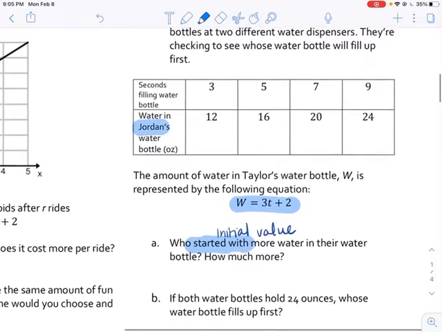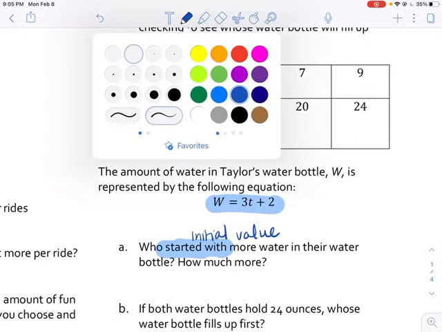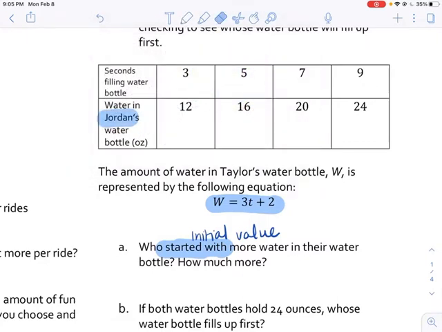All right. So now we need to find the initial value of both. Well, Taylor's is really easy, so I'm going to start with that one. Its initial value is just the +2. Remember that this is y equals mx plus b. If you notice that it looks basically the same except the letters are different, you can still treat it the same way. So if you want to write it y equals 3x plus 2, be my guest. That's fine. You can decide to define different variables for this one.